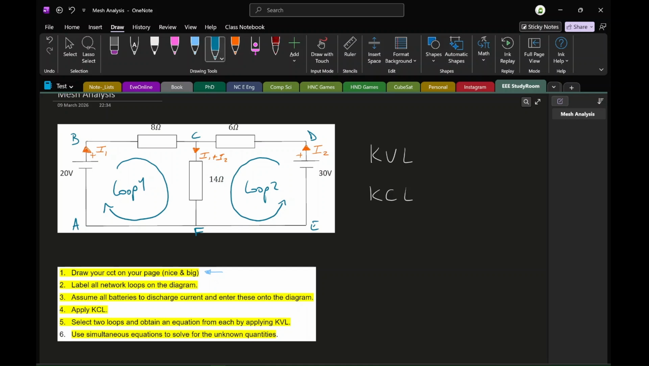Let's take a look at what we've done. We've drawn our circuit nice and big, we've labelled our loops, we have assumed the battery's discharge current and entered them onto the diagram, and we have applied Kirchhoff's current law. Now what we're going to do is select the two loops, and we're going to build an equation for Kirchhoff's voltage law.